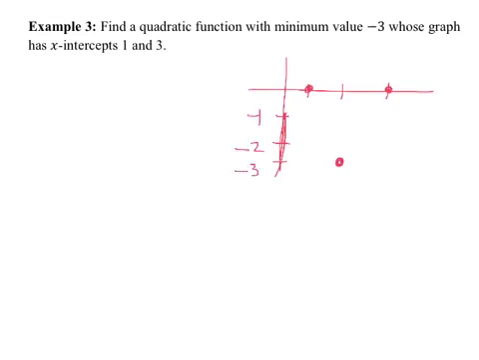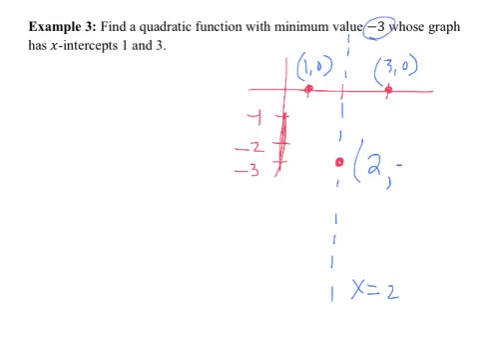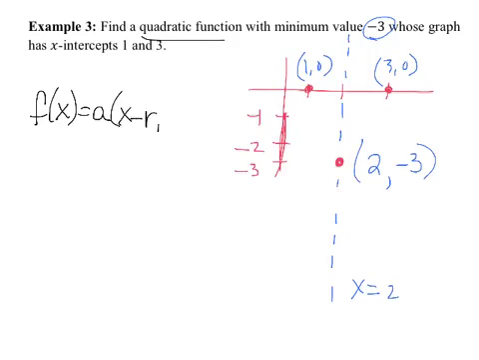Well, the question becomes, what's the actual coordinate? Well, if this is 1, 0, and this is 3, 0, and we know that the vertex, or the minimum or the maximum, is on the axis of symmetry, it means that this axis of symmetry has to be x equals 2. So this coordinate is just 2 from the axis of symmetry, and then this negative 3 here. So we've got two intercepts and a coordinate. So let's take a look at intercept form. So we're trying to find a quadratic function. I'm using intercept form because I've got the intercepts.